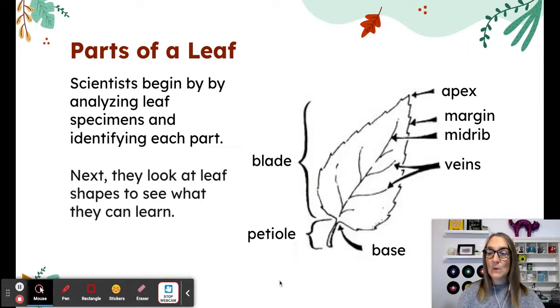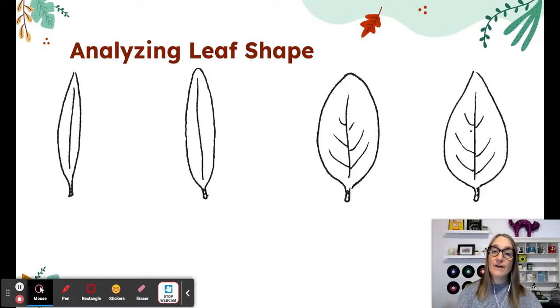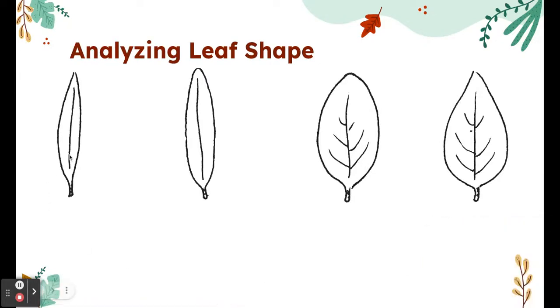All right, so the next step that scientists take is looking at leaf shapes to see what they can learn to help them identify what species of tree they might be looking at. Let's start with this one on the left, this long skinny one. This type of leaf shape is called linear, and you can see the word line right in the word linear, and that's because linear means it's in a line shape. So linear leaves are long and thin, like a line, and they have a pointy end or a pointy apex.